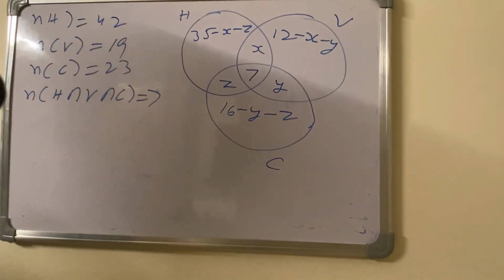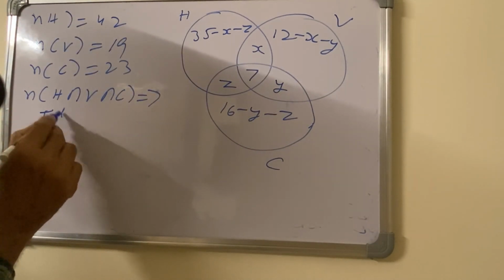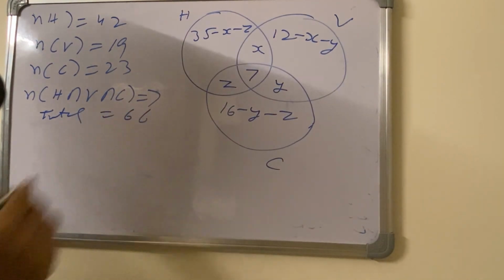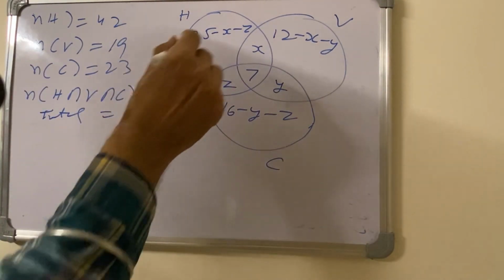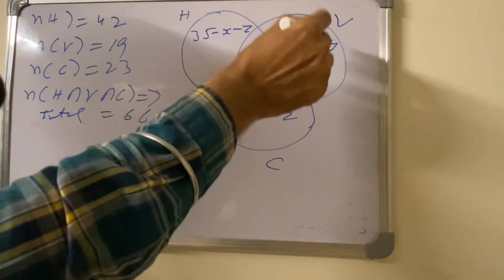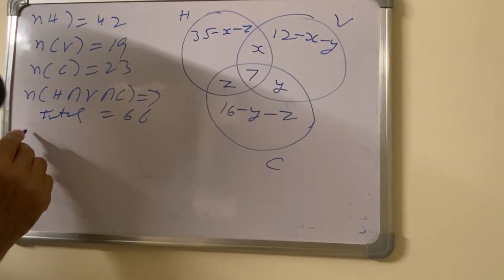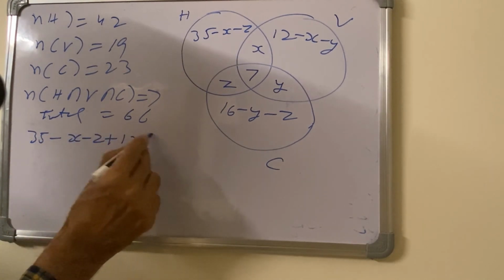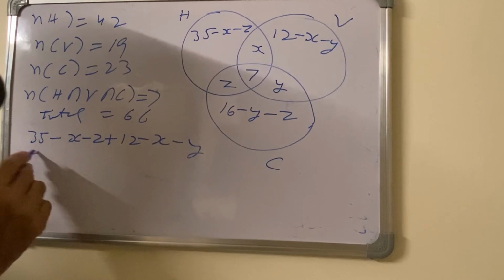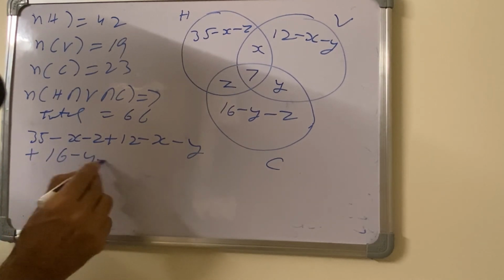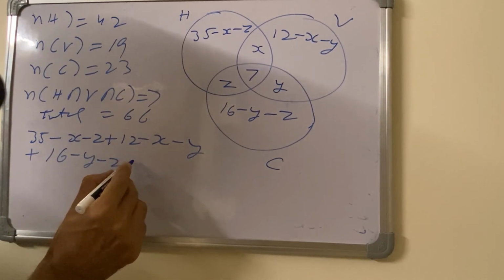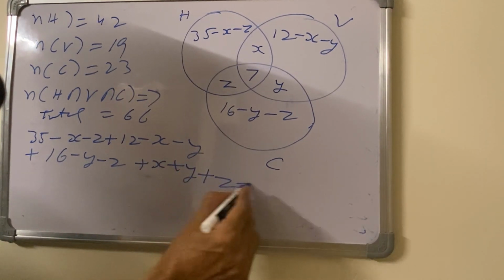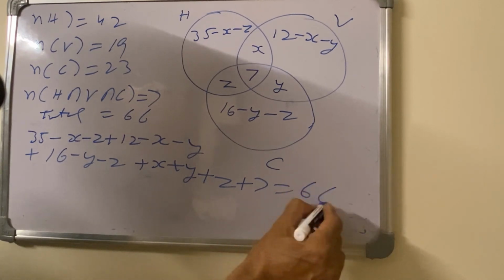So as per question, the total of all these is 66, total men. So we shall make total of first of all only hockey, only volleyball and only cricket. 35 minus x minus z plus 12 minus x minus y plus 16 minus y minus z, then plus x plus y plus z plus 7 is equal to 66.